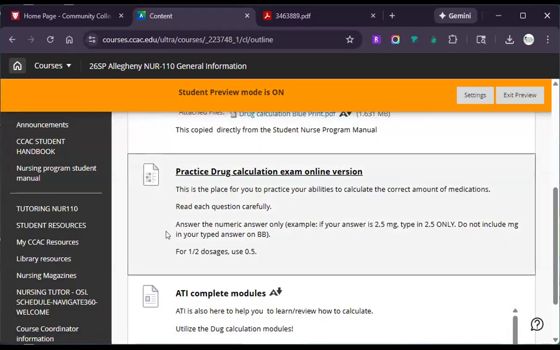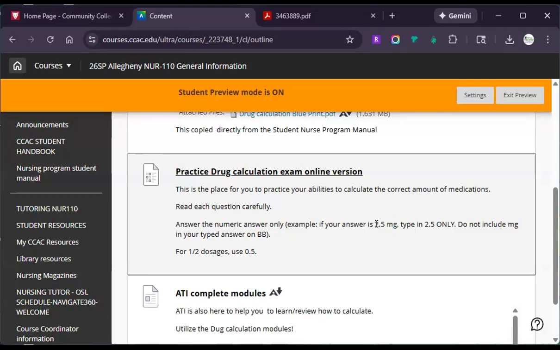It'll tell you to only put the numeric answer, and I gave a clue here. If your answer is 2.5 milligrams, only type in 2.5, do not include the milligrams. And if you have something that's a half dose, use zero point 0.5. The reason is that when you take this, you're going to get feedback. You're not going to know the correct answer, just that you got it right or wrong. I'll demonstrate that, and we'll have some time to look at that together today too.